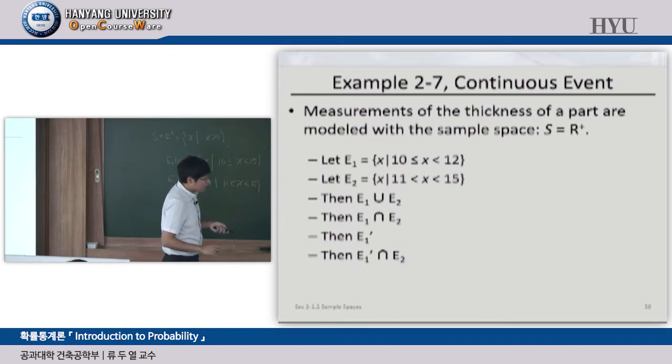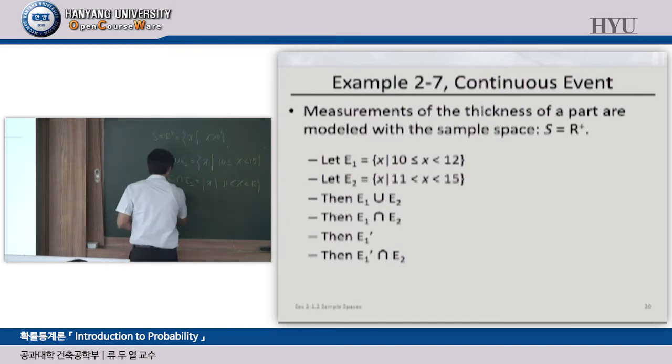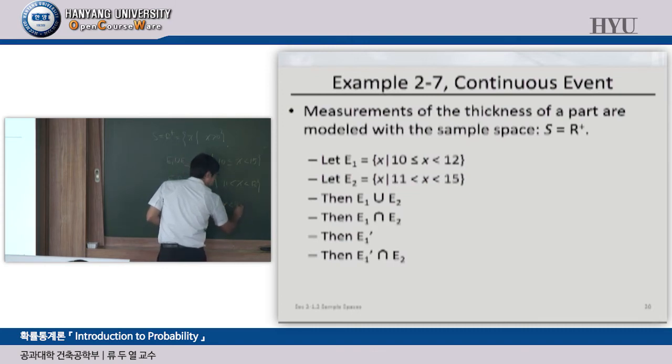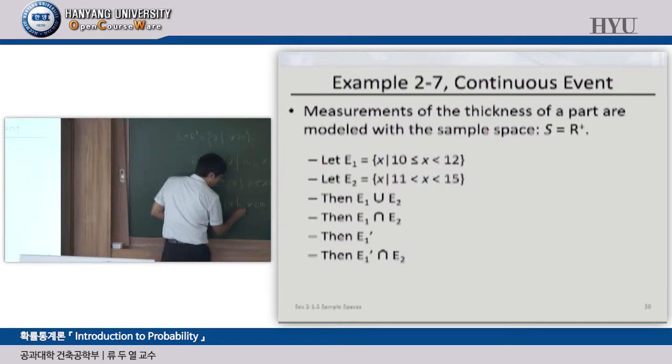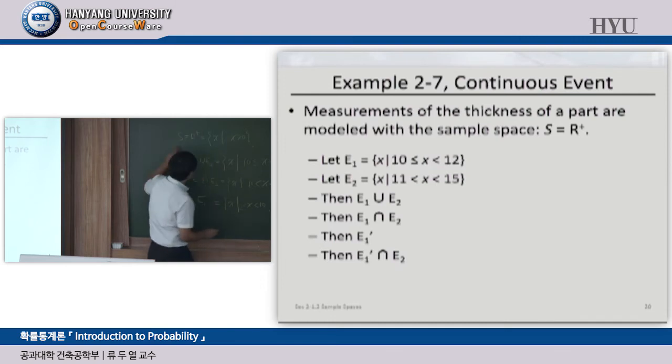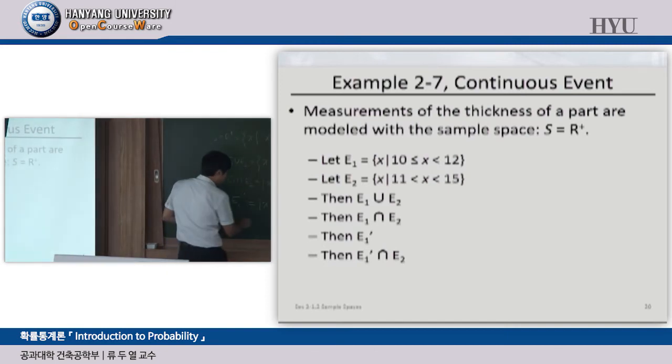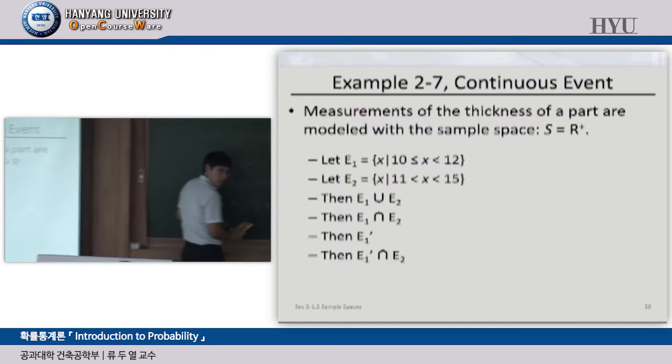Okay? And what is the complement of E1? That is the X will be smaller than 10 millimeters, right? And also should be larger than 12 millimeters. Okay? But in that case, sometimes we have to provide this symbol because the thickness always should be larger than 0, right? But as we already defined the sample space of the thickness, you don't have to provide this part here, okay?